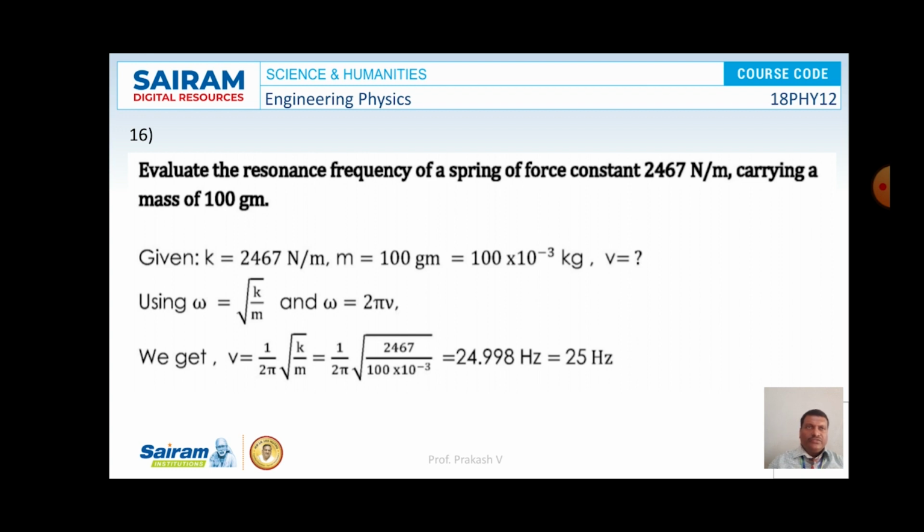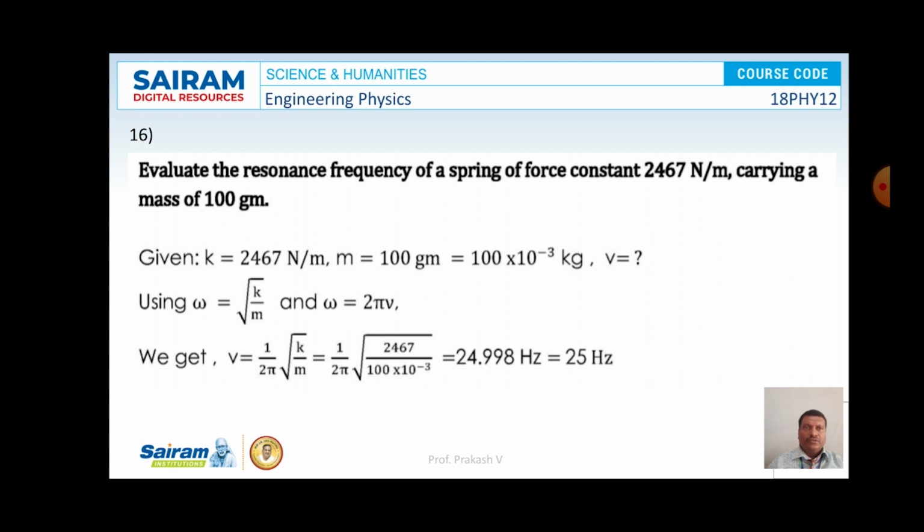Evaluate the resonance frequency of a spring of force constant 2467 Newton per meter carrying a mass of 100 grams. So the value of k is given as 2467 Newton per meter, and the value of m is 100 grams, that is 100 into 10 to the power minus 3 kg. So what is the frequency mu?